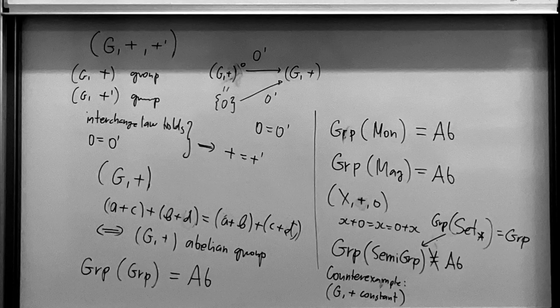In fact, you can even do more than that. You could take internal groups in the category of magmas. What is a magma? It's a set with a constant and a binary operation, where you only require that x plus 0 is x and 0 plus x is x. Only that will turn out to be sufficient to get that this is the category of abelian groups. What happens if you take internal groups in the category of semigroups? That's a good question.